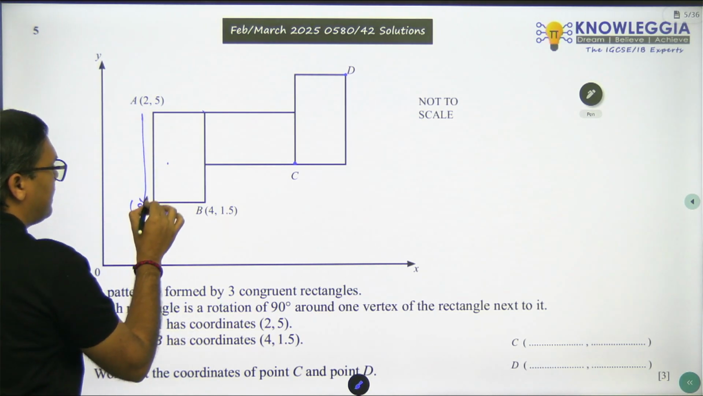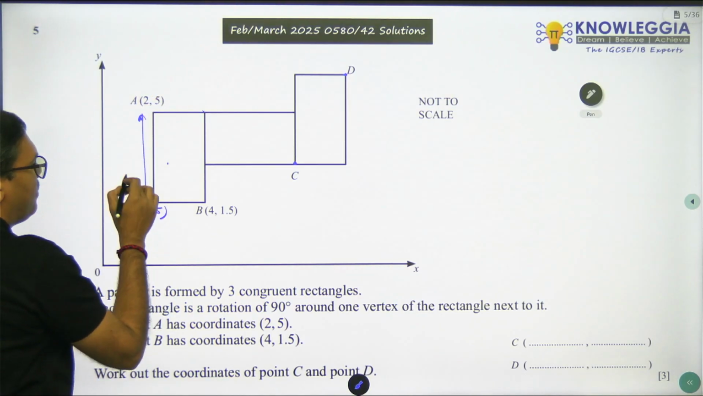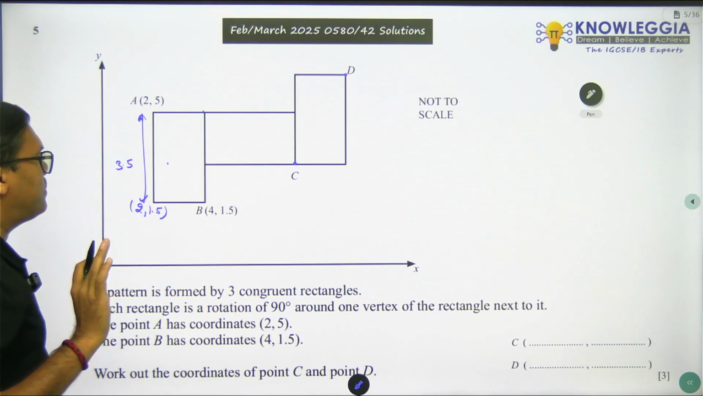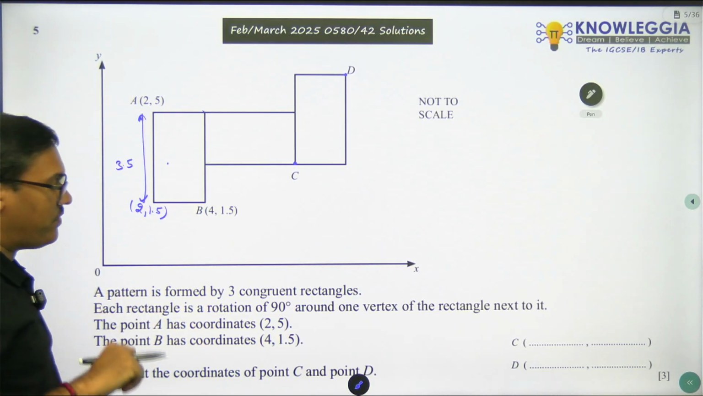You can see this is the side length. What is this? This is 5. The y coordinate of this is 5, and this is 1.5. So we subtract 5 minus 1.5, which is 3.5. Correct. So this distance is 3.5. That is, this length is 3.5.